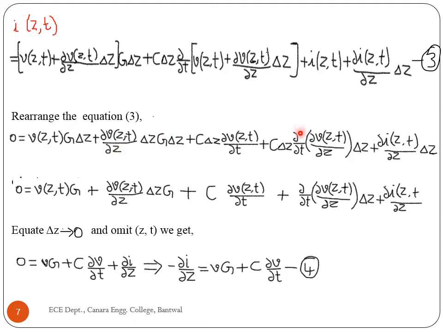This equation is divided by delta z. When the above equation is divided by delta z, we will get 0 on the left hand side, and on the right hand side what remains is only V of z comma t and g. In the next term, one delta z cancels, then here another delta z cancels, and here again delta z cancelled. So the remaining equation is this.